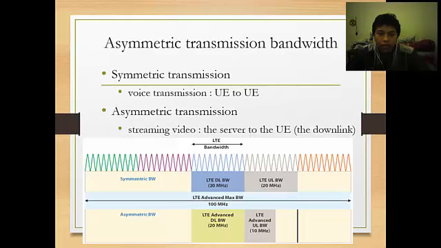Asymmetric transmission bandwidth. Symmetric transmission is, for example, voice transmission, UE to UE. Asymmetric transmission is streaming video from the server to the UE on the link. This is a picture of symmetric bandwidth and asymmetric bandwidth.